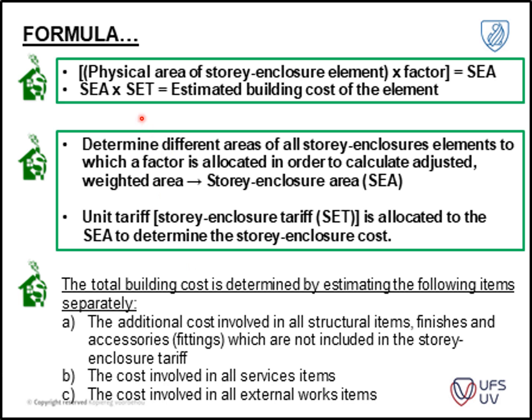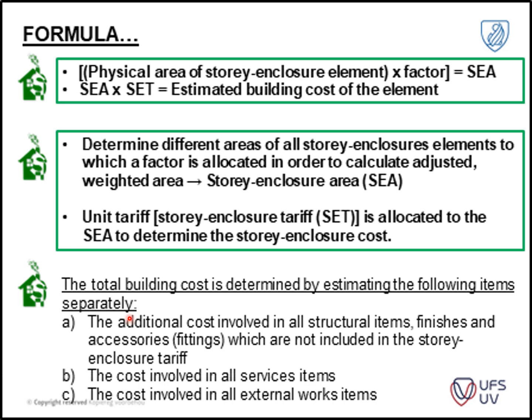So you will see the formula is basically the physical area of the story enclosure elements times a factor provides you with a story enclosure area. Then this story enclosure area is then multiplied with the story enclosure tariff, estimating the building cost of an element. Okay. Determine the different areas of all story enclosure elements to which the factor is allocated in order to calculate the adjusted weighted areas. So your story enclosure area is thus calculated. The unit tariff, the story enclosure tariff, is allocated to the story enclosure area. So it's a repetition of what was said just there.